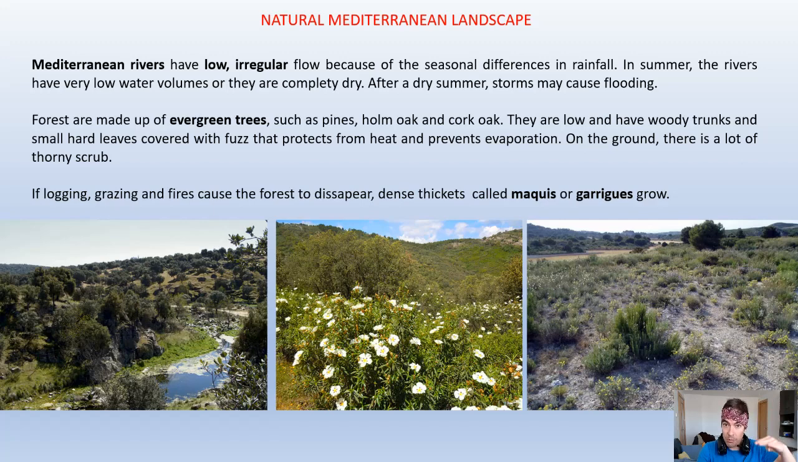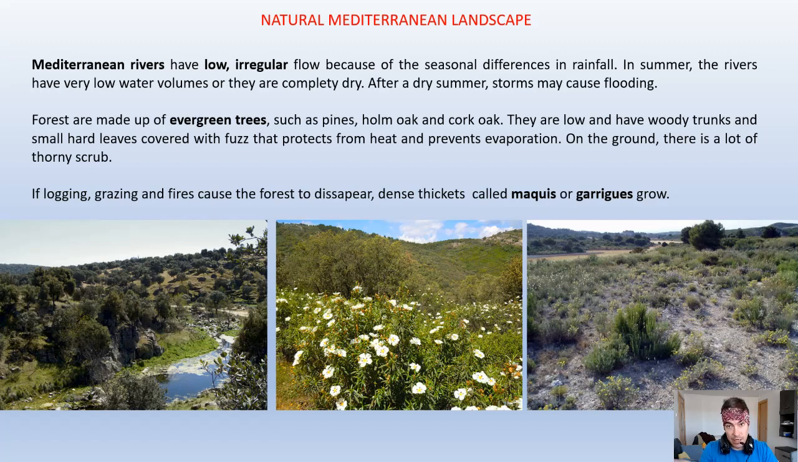They are low, they are not very tall, and they have woody, very thick trunks, troncos, and small and hard leaves covered with fuzz. Fuzz means pelusa or pelo, that protects from heat and prevents evaporation. Since in these climates we have very little precipitation in the summer months, the trees need to keep the most water they can, and that's why they have this type of leaves. On the ground, there is a lot of thorny scrub, okay, matorral espinoso.